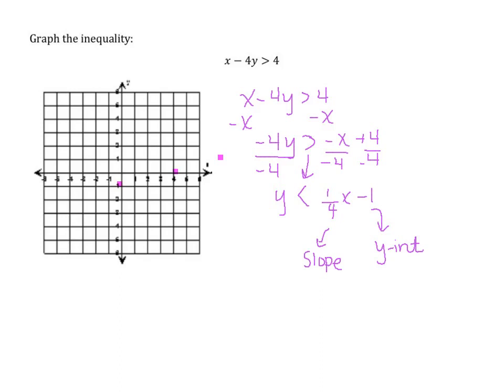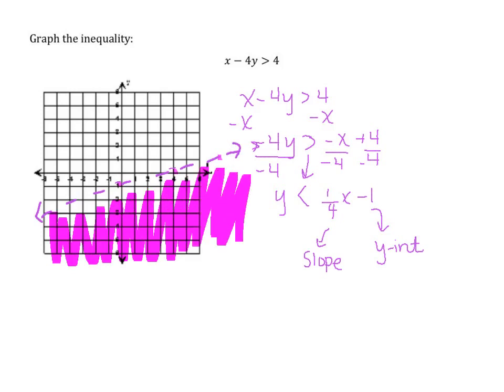I can now create a straight line, hopefully, connecting these together. But I need to erase that line because we have a less than sign, so we need to use a dashed line to connect our points. And now to shade, we will shade where y is smaller than. So we want to shade below our line.